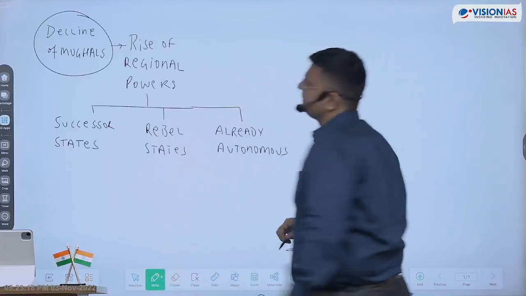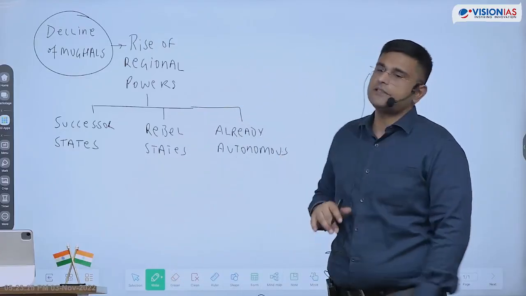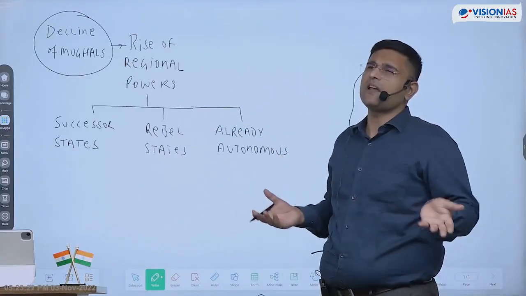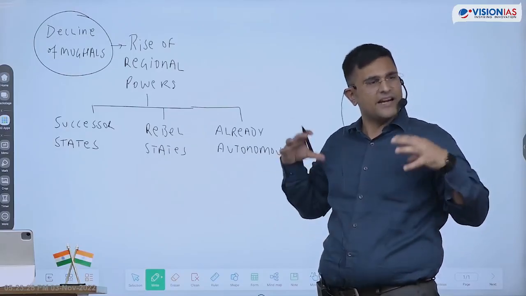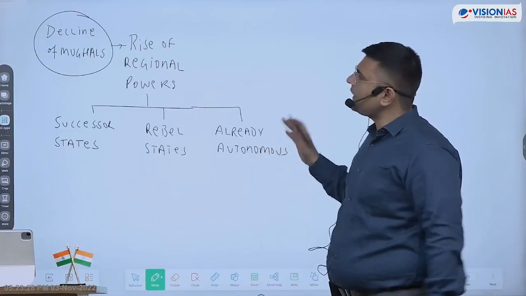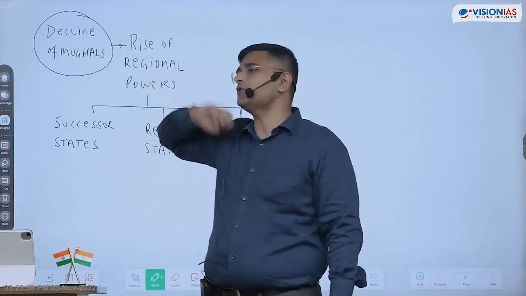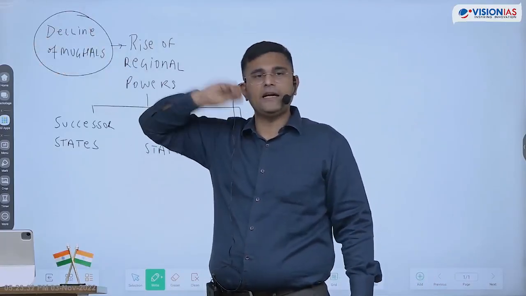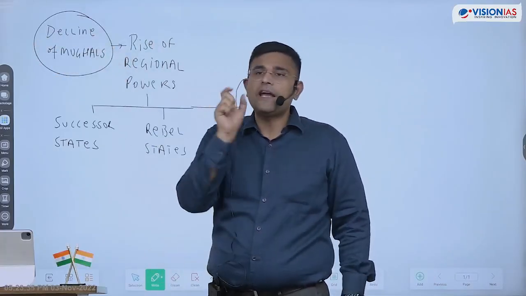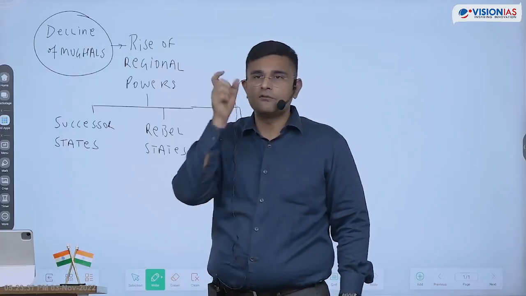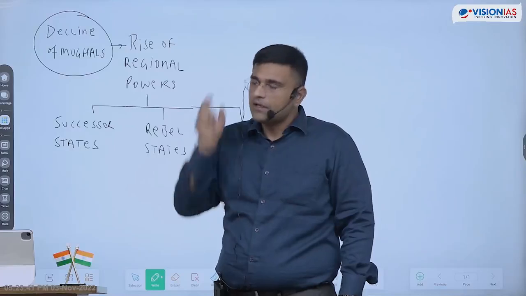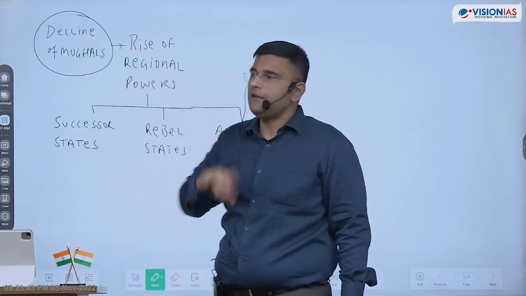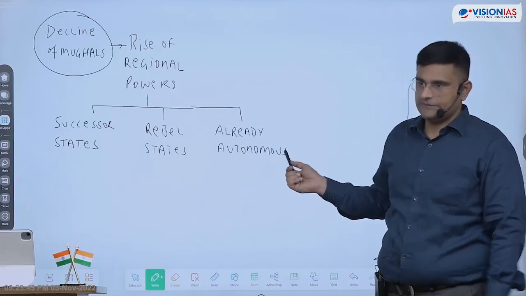Already autonomous. What do you mean by already autonomous states? These are regional powers. Regional powers like Bihar, Maharashtra, UP, right? So therefore, state level. Already autonomous means that even when the Mughal emperor was super powerful, even when he had 90 units of power, why did he not have that 100 units of power? Those remaining 10 units, where were they? Those 10 units of power were basically with these already autonomous, right?